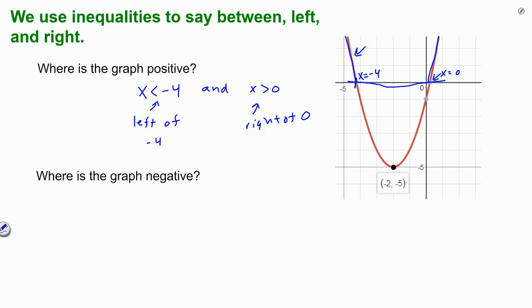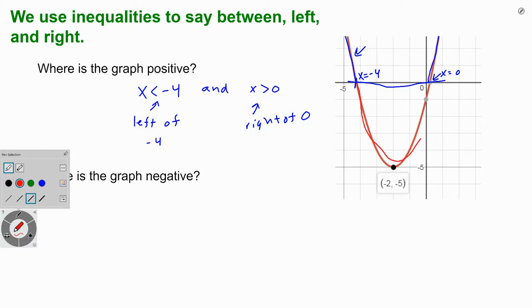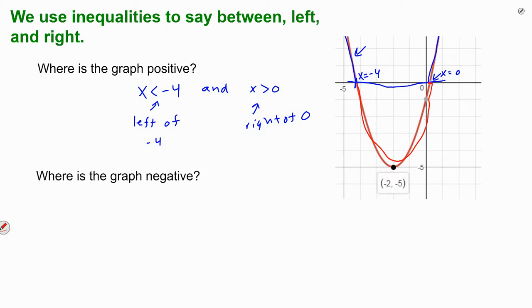covers where it's positive. Now, if I'm looking at where it's negative, I see this whole big U shape. Ooh, that's not the best, but you get the idea. So this whole part is negative because it's below the x-axis. Now I have these points I'm going to look at, -4 and 0. So what we would normally say if we weren't using the notation is we would say between x equals -4 and x equals 0. That's what we would say.